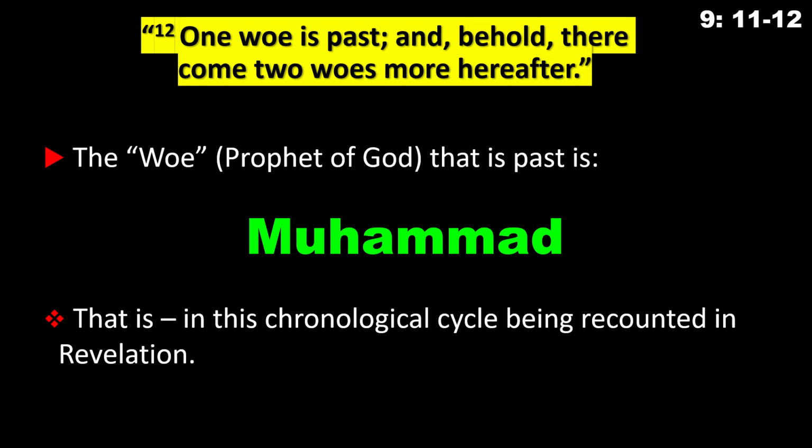Now we come to this rather ominous passage, quote, "One woe is past, and behold, there come 2 woes more hereafter," end quote. Another reminder of terms. A woe is a manifestation of God, or otherwise known as a prophet of God. Thus, with verse 11, the account in this chronological cycle has registered that the time of Muhammad's dispensation on earth is over. This may be either the death of Muhammad in the year 632, or quite possibly when the 11th Imam was killed and his successor, the 12th Imam, disappeared in the year 874 Common Era in the Gregorian calendar, which was the year 260 in the Islamic calendar. The Prophet Muhammad was the first woe, one of 3, foretold in chapter 8, verse 13.